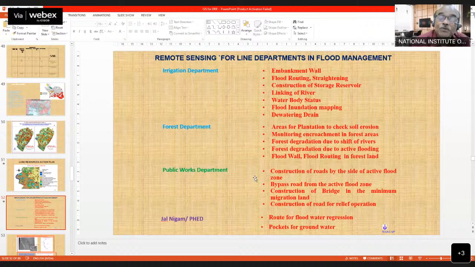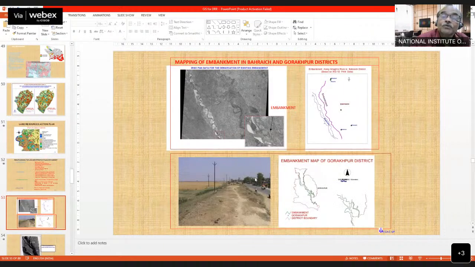So different line departments are there, who are involved for what. The irrigation department takes care of embankments, flood routing, straightening, construction of storage, linking of rivers. So nowadays Betwa-Ken river linking is there. So the irrigation department mostly will take the lead. Similarly, forest departments will take care of forest fire and forest degradation, a lot of things. Similarly CPWD will construct roads, and Jal Nigam or public health engineering will take care of drought management, and the contingency plan for the area for drinking water and domestic uses in that area. So I'm not going into details of that.